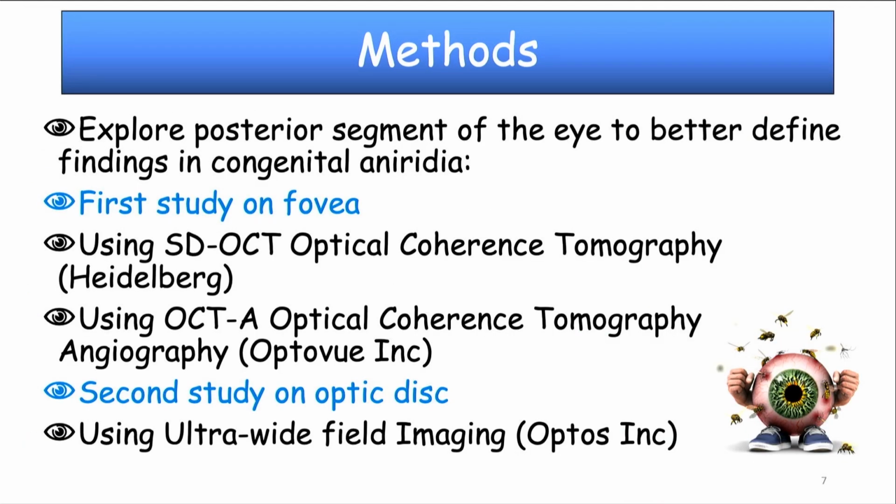So this method was to explore the posterior segment of the eye and to better define findings in congenital aniridia. First study on fovea, and the second study on optic disc. For the first study, we used OCT and OCTA and angiography, and for the second one, we used ultra-wide field imaging.